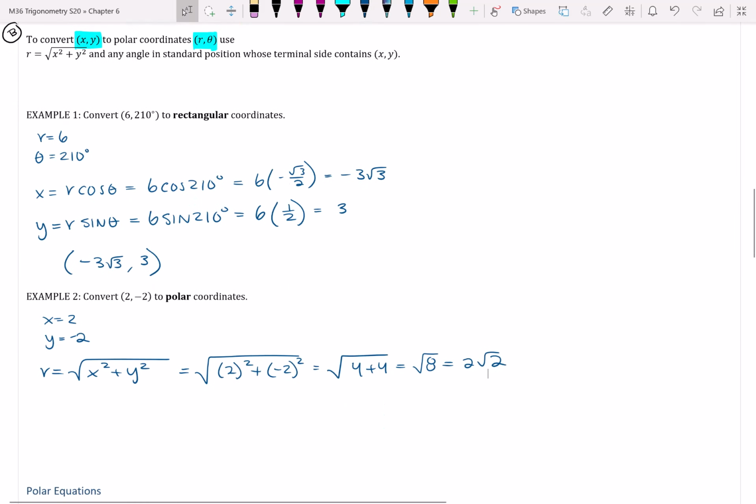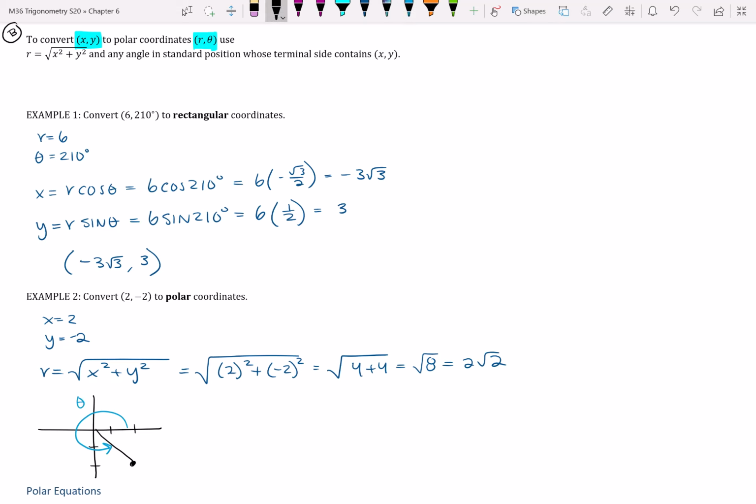So now a way to find theta, well, there's a couple of different ways. So let's figure out where this actually is. 2, negative 2, that's going to be in the fourth quadrant. So again, that's in the fourth quadrant. We're looking for this angle theta.